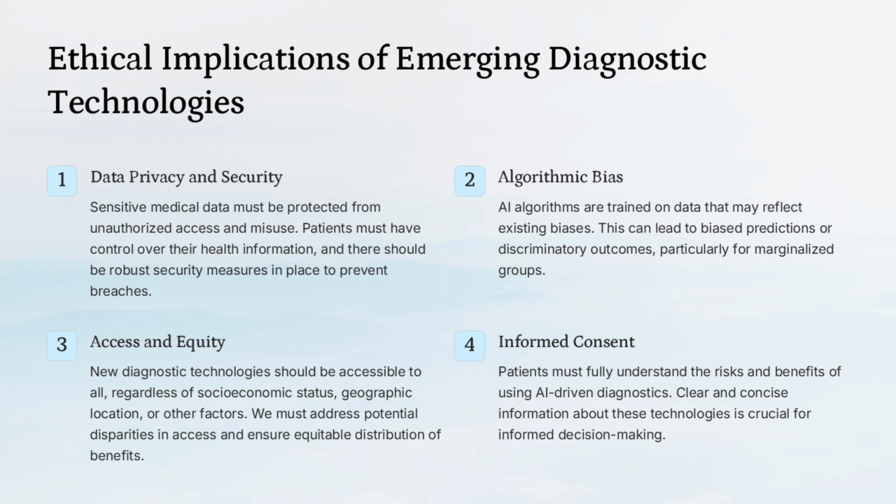Data privacy and security are critical when it comes to sensitive medical information. Patients must have control over their health data, and robust security measures are needed to prevent breaches. Algorithmic bias is a significant concern, as AI models may reflect existing biases in the training data. This can lead to biased predictions and discriminatory outcomes, especially for marginalized groups. Ensuring access and equity is essential. These new diagnostic technologies must be accessible to all, regardless of socioeconomic status, location, or other factors. We need to address disparities and ensure the benefits are distributed equitably.